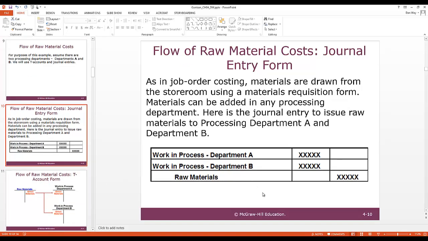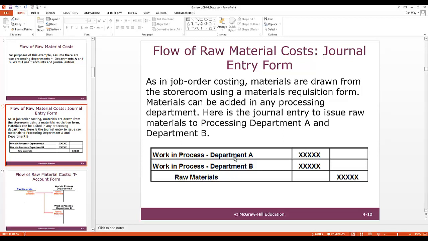As in our job order costing, materials are taken from the storeroom using some kind of materials requisition form and/or process. Materials can be added in any department and often are added in multiple departments. So here's an example journal entry to issue some raw materials to Department A and to Department B.